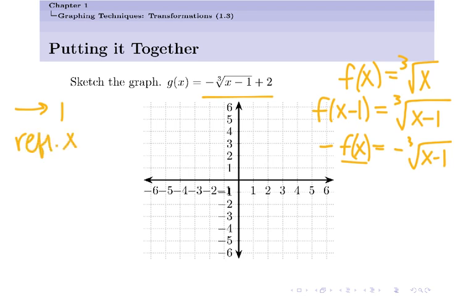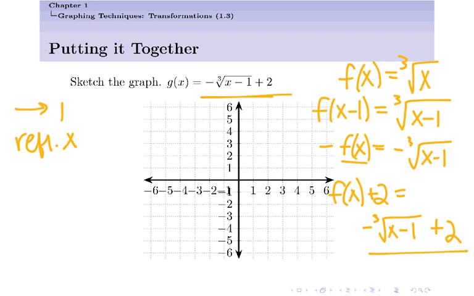So now, how do I get from here to my final equation? I just have to tack on a plus 2. So I take my previous step and I add 2 to it. So I get negative cube root of x minus 1, all plus 2. Does this match my original equation? If it does, this order right here should make the entire graph of this equation.